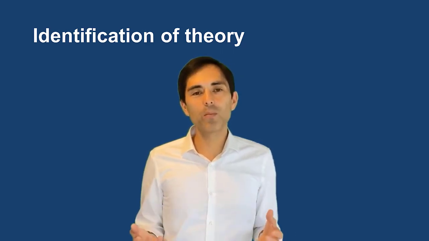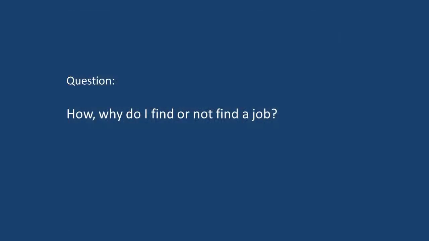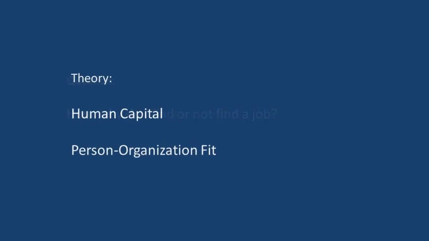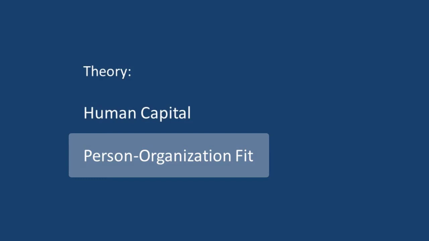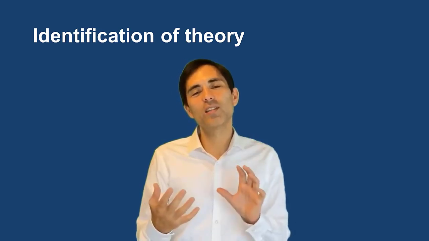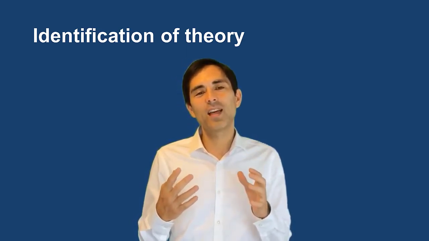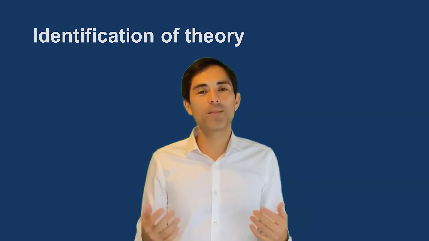To give you an example, job search. You're looking for a job. I'm looking for a job. Why do I find or do not find a job? There are different theories that can explain, such as human capital, because education is important, or it could also be personal organization fit. I get this job at this company, I don't get it because we don't match. And that's important then to utilize these theories, trying to understand and reason why this happens. And that can also inform us for the future.